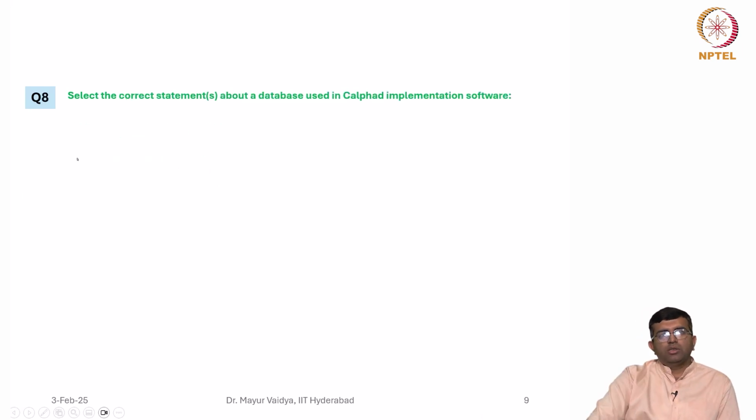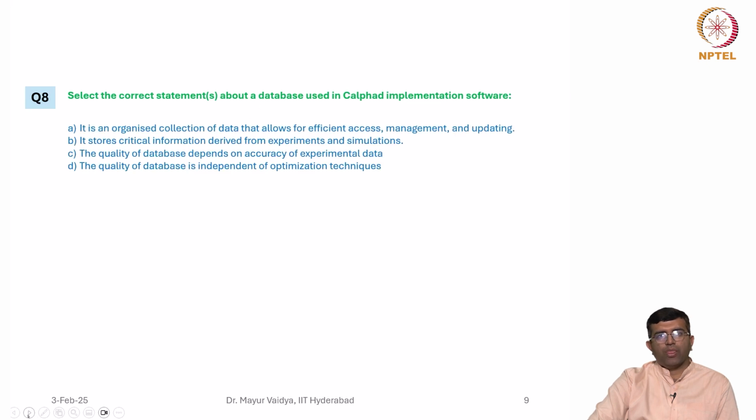Then question number 8: select the correct statement or statements about a database used in the CALPHAD implementation software. The first statement: it is an organized collection of data that allows for efficient access, management, and updating. Yes, it is correct. This is indeed the definition of a database. Second, it stores critical information derived from experiments and simulations. This is also correct. The database has data which is not only derived from experiment, but also from simulations or first principle calculations, ab initio methods, and so on.